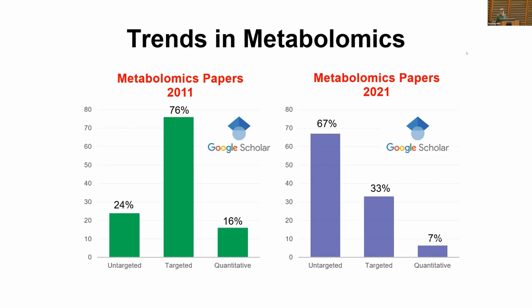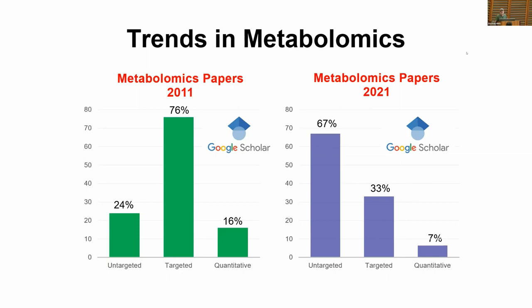So back in 2011, the number of untargeted metabolomics studies was a minority. The vast majority of published studies, 3/4 of them, were actually targeted studies. And about 16% were stated as quantitative. It's probably higher than that, but it was a decent portion.